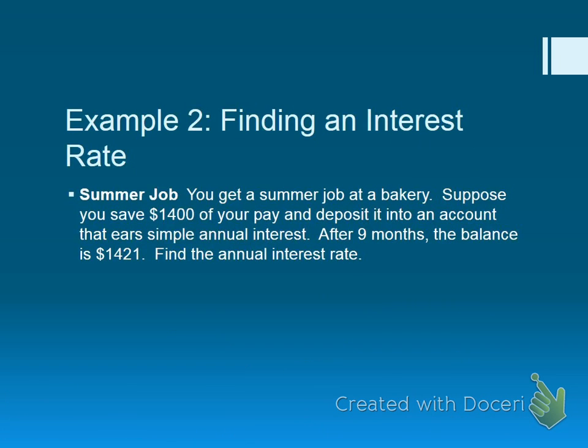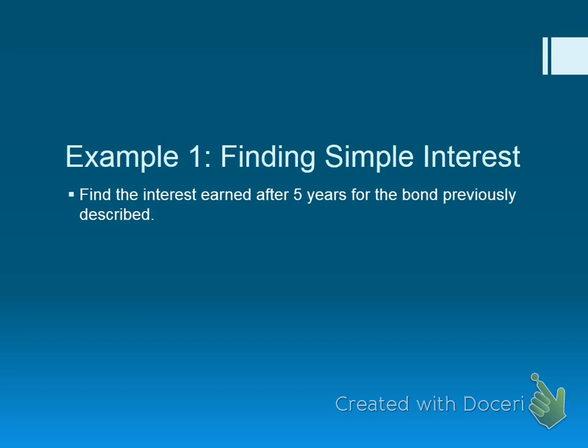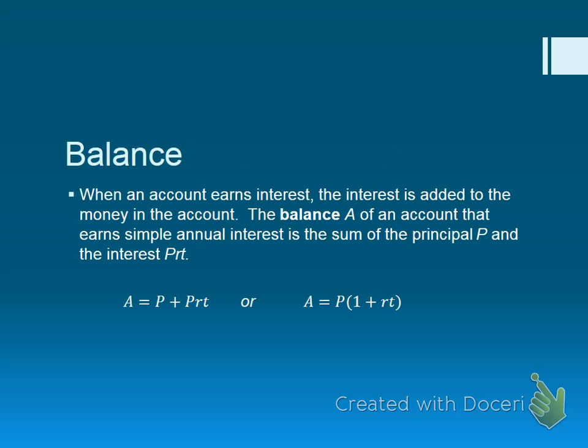Okay, so in example 2 now, we're finding interest rate. It says you get a summer job at a bakery. Suppose you save $1,400 of your pay and deposit it into an account that earns simple annual interest. After 9 months, bummer. Give me time in months. I'm going to have to do something about that. The balance is $1,421. Find the annual interest rate. Okay, well, it gives me different information here.